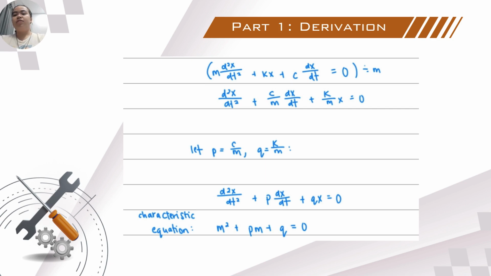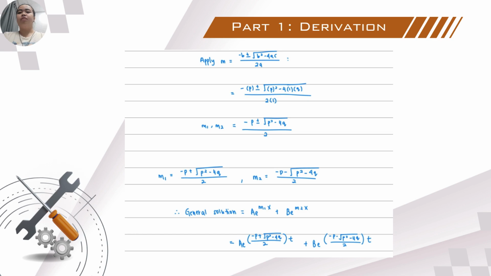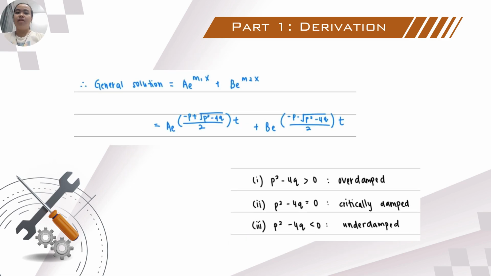So according to the characteristic equation, we can get it as m squared plus pm plus q equals 0. By applying the quadratic formula, we will get m1, m2 equals negative p plus minus square root of p squared minus 4q, over 2. When we separate these two distinct values for m1 and m2, we will get our general solution formula for the displacement over time.